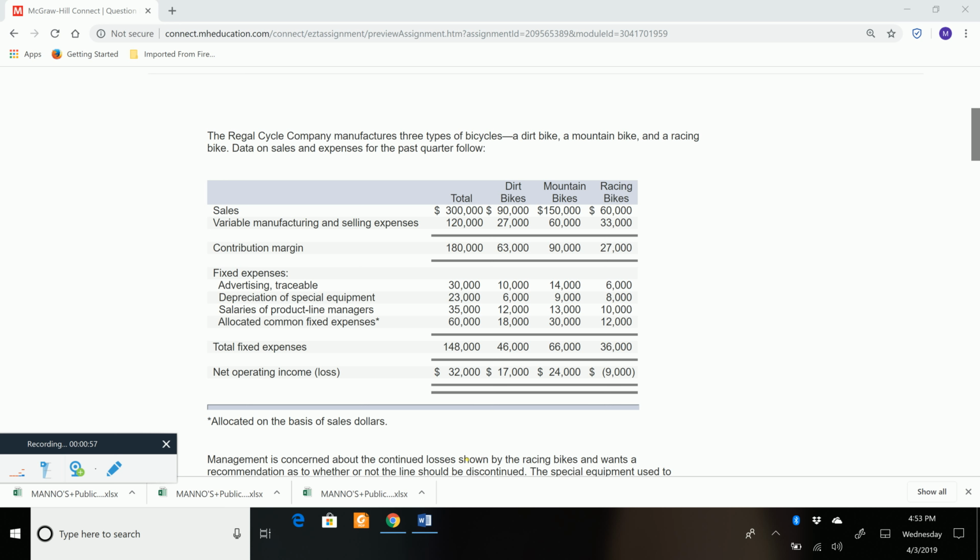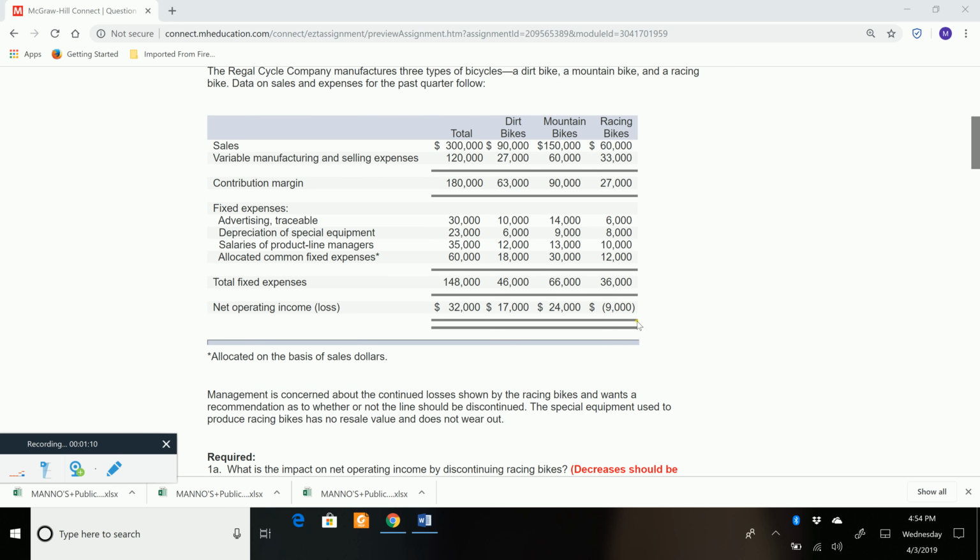Now the total for the company, we can see they actually make a net profit of $32,000. But when you actually take a look at the details of dirt bikes, mountain bikes, and racing bikes, on the face of it, it appears, and I'm circling it right here, it appears as if the racing bikes are losing money. So management is concerned about this $9,000. And of course, they want a recommendation whether the racing bike division should be dropped or it should be retained.